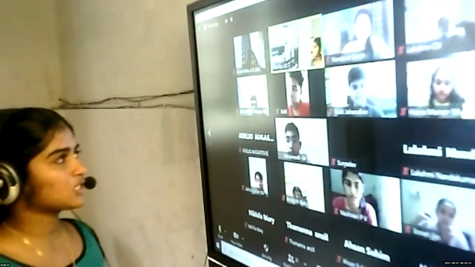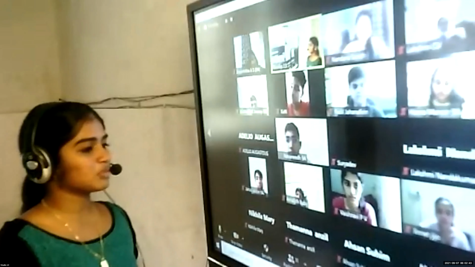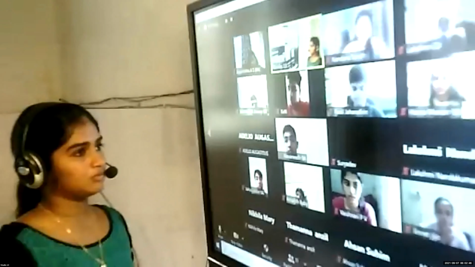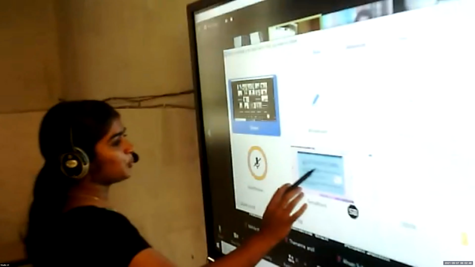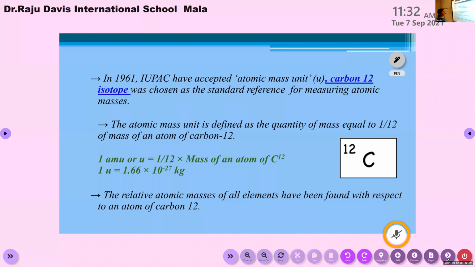They are the organization that provides names and symbols for all the elements in the periodic table. This IUPAC, the International Union of Pure and Applied Chemistry, accepted the atomic mass unit U. The carbon-12 isotope was chosen as the standard reference for measuring atomic masses. Initially, scientists took oxygen as the reference, but later the carbon-12 isotope was chosen as the standard reference for measuring atomic masses.